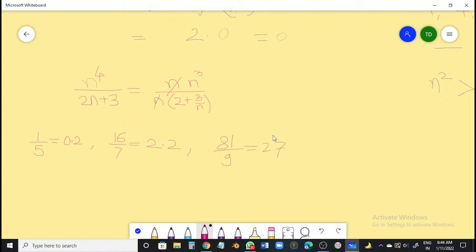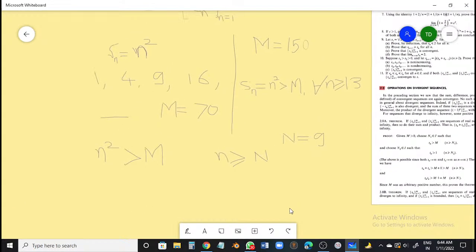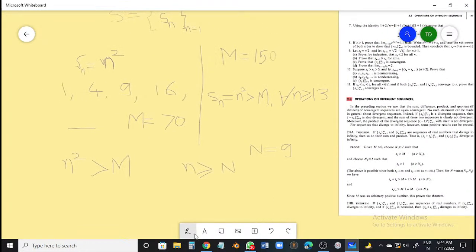So you can see the values are rising. This is 0.2, this increased straight away to 2.2, and now it is jumping straight away to 27. Thus the values are rapidly increasing. Such kinds of sequences we call divergent sequences. So this sequence is diverging to infinity. All the terms are positive as you are watching, so it goes to plus infinity. So let us go back to our concept. We wanted to talk about divergence.